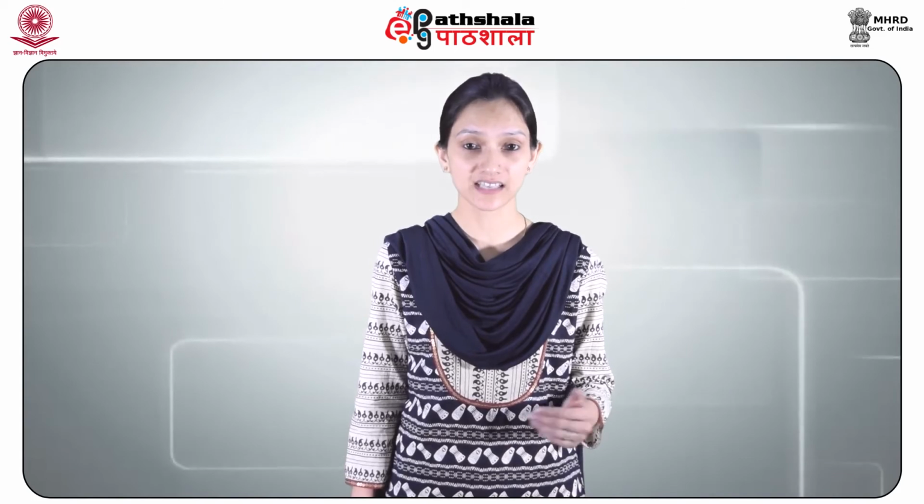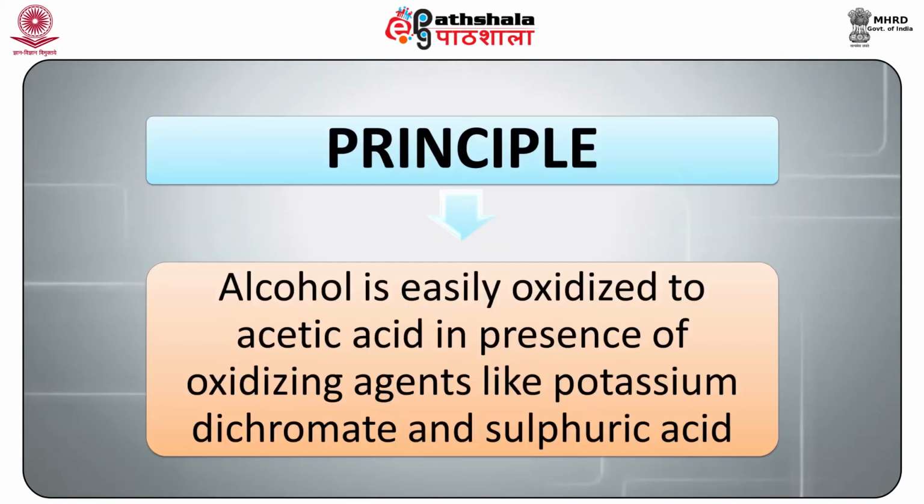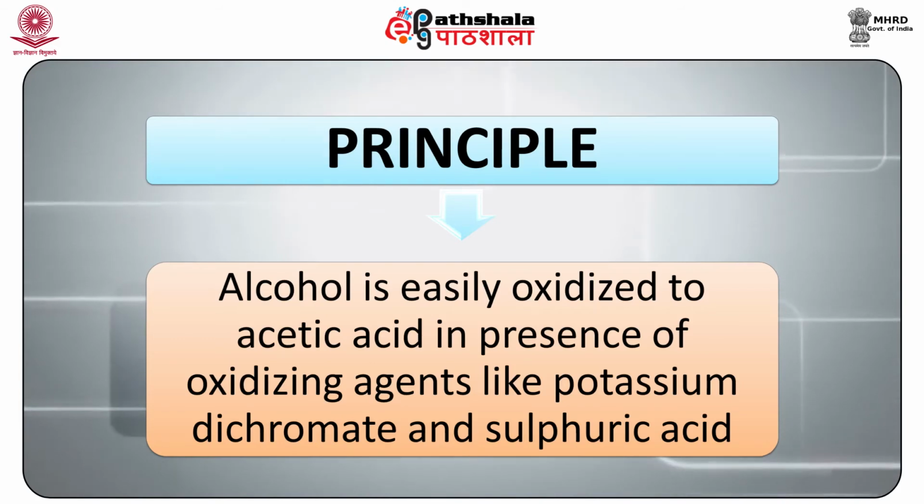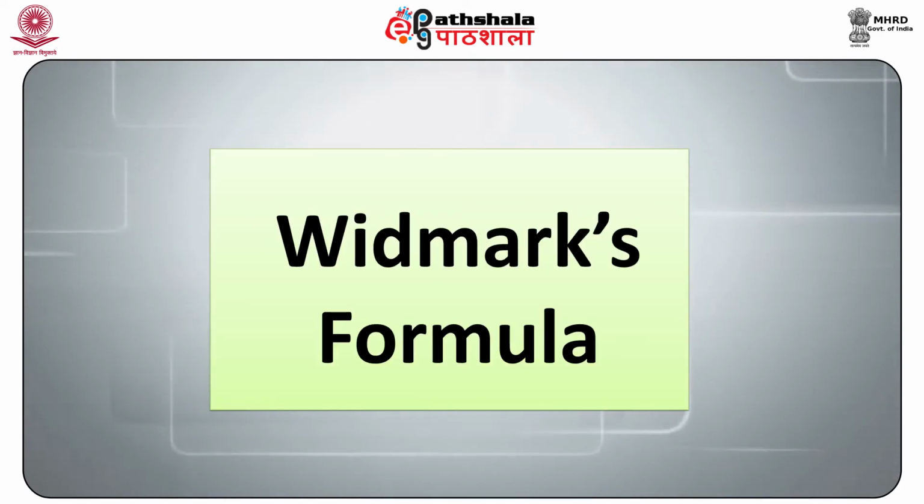breath analyzer, etc. However, the alcohol content of the blood could be determined by using the modified version of Kozelka and Hine-Kavitt method. The basic principle behind this method is that alcohol is easily oxidized to acetic acid in the presence of oxidizing agents like potassium dichromate and sulfuric acid. So, each ml of N/20 potassium dichromate solution that is reduced in this process is equivalent to 0.575 mg of alcohol.